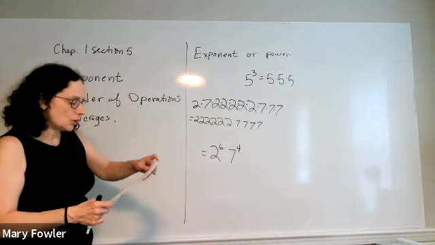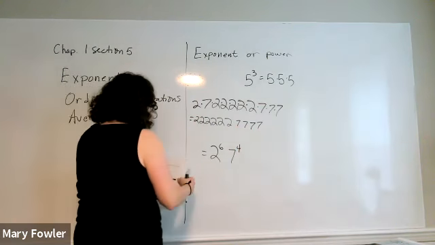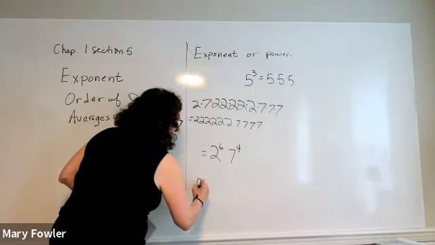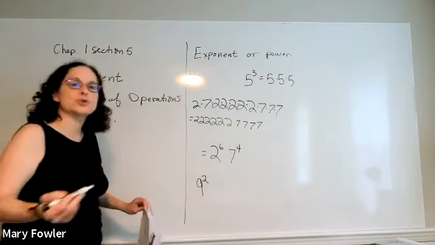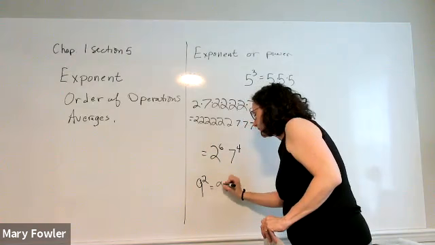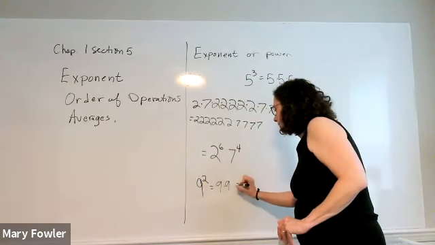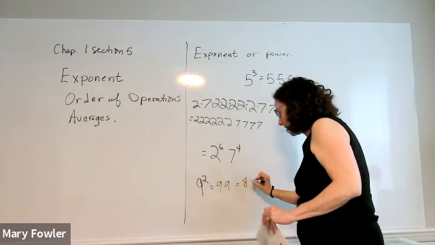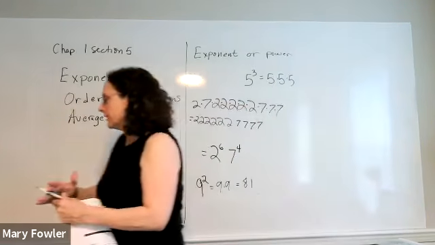Okay, so just to use that definition of exponential form, let's go ahead and look at 9 squared. Okay, so that's 9 times 9, because the base of 9 is repeated twice. And that gives me 81. Okay, we can sort of multiply these together.